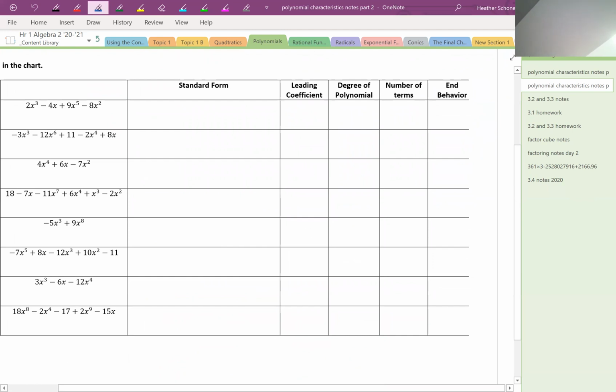On the first one, in standard form, the first term would be 9x to the fifth, because that's the highest degree. And then we have 2x to the third, then minus 8x squared, and then minus 4x. The leading coefficient is the number at the beginning of the first term, which would be 9. The degree of the polynomial is the highest exponent, which would be 5. The number of terms: 1, 2, 3, 4, 4 terms. Now for the end behavior, we're going to look at the degree. The degree is odd.